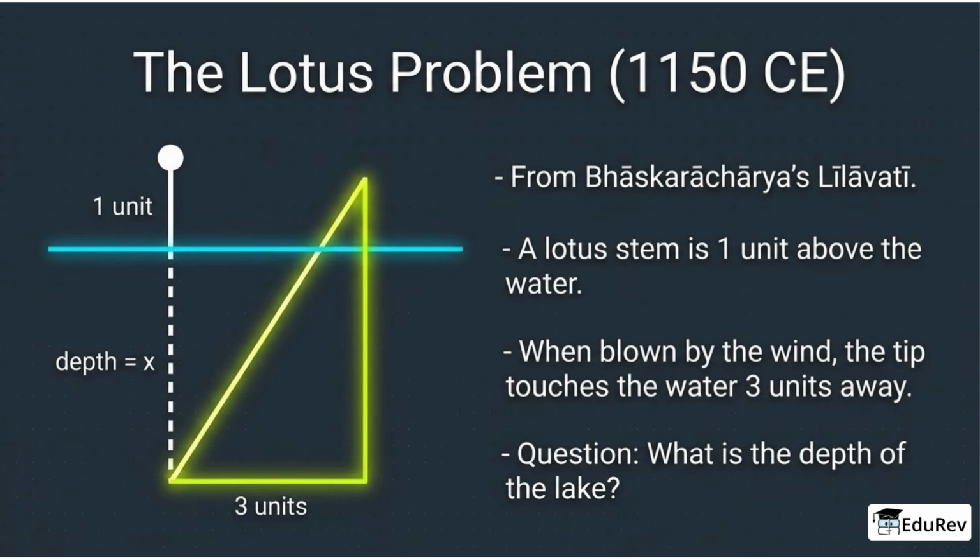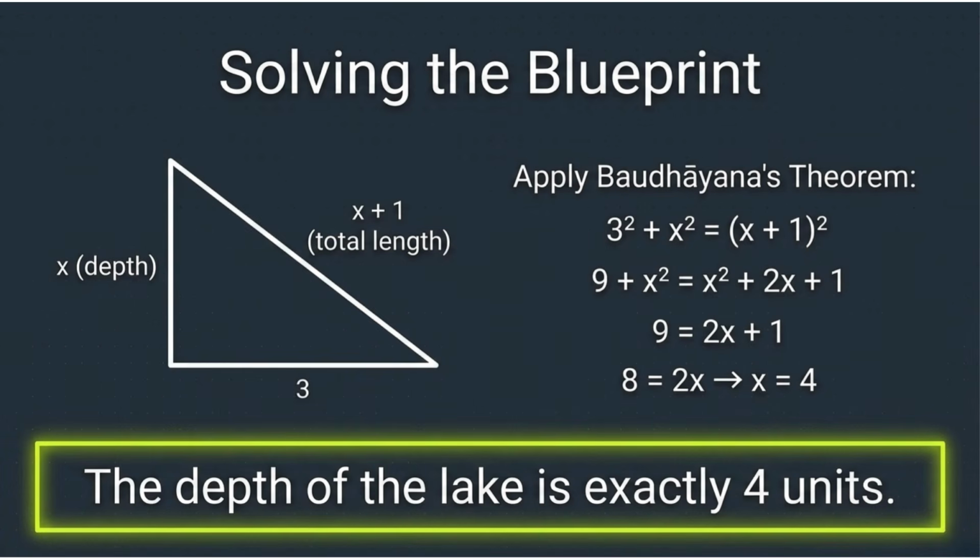To solve this riddle, all we need to do is sketch out a blueprint and apply our favorite theorem. Let's build the triangle. The distance across the water is 3 units, and the depth of the water is our unknown variable x. The total length of the stem is the depth plus the part above the water, making our hypotenuse x plus 1. Applying Bodhayana's theorem, we set up the equation. 3 squared plus x squared equals the quantity x plus 1 squared.